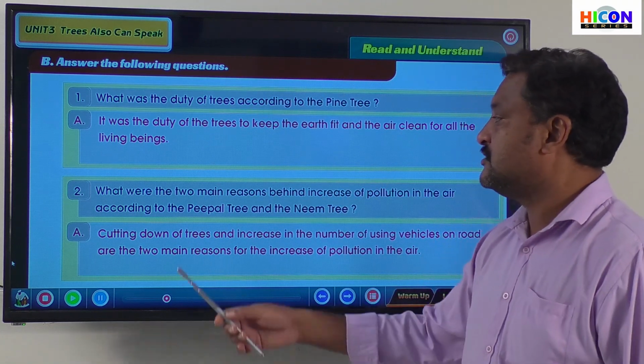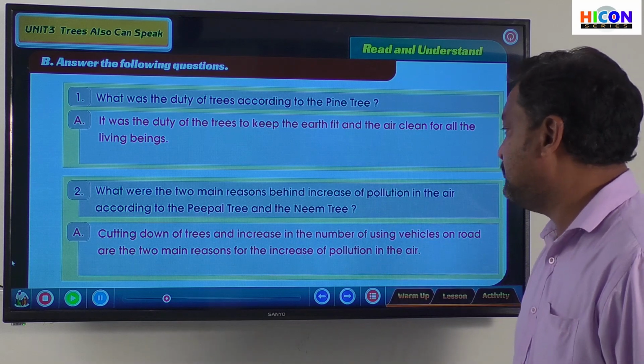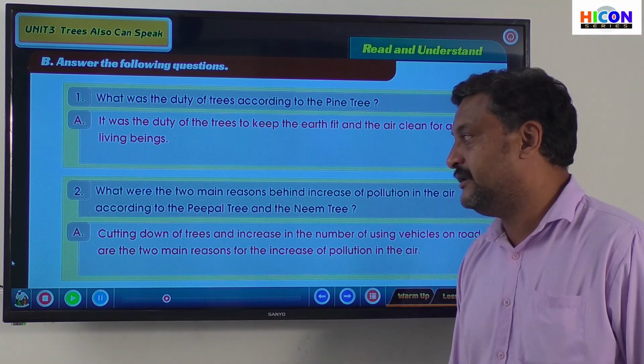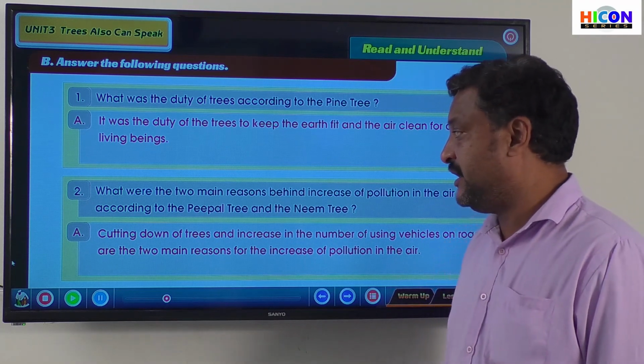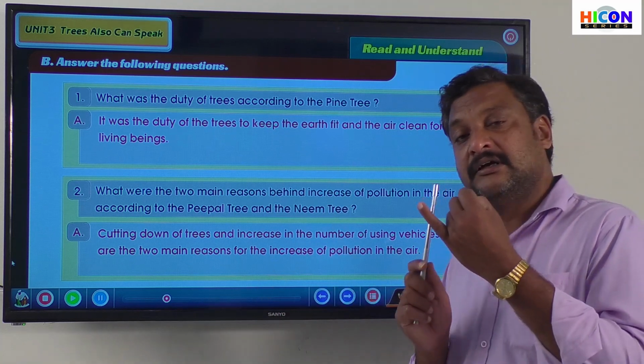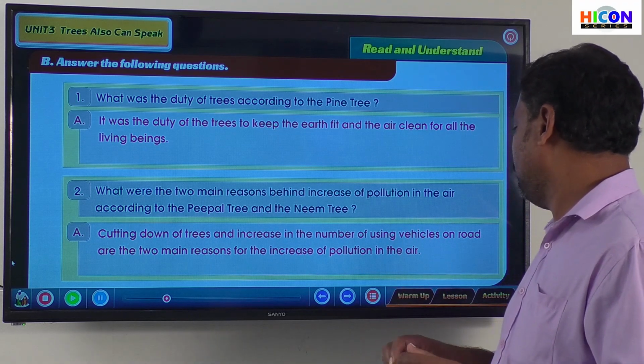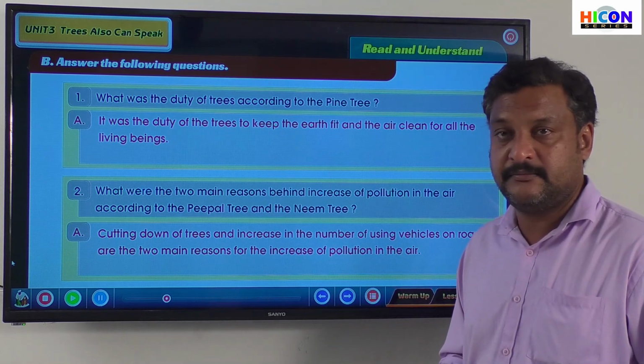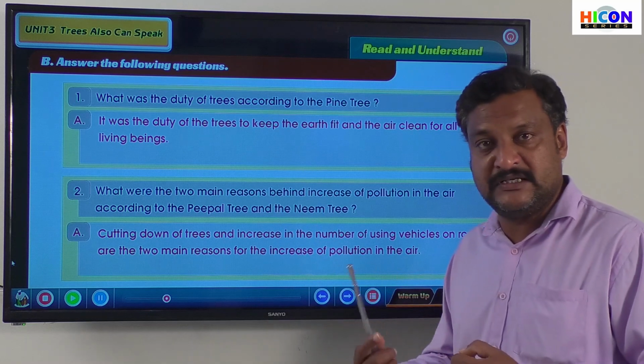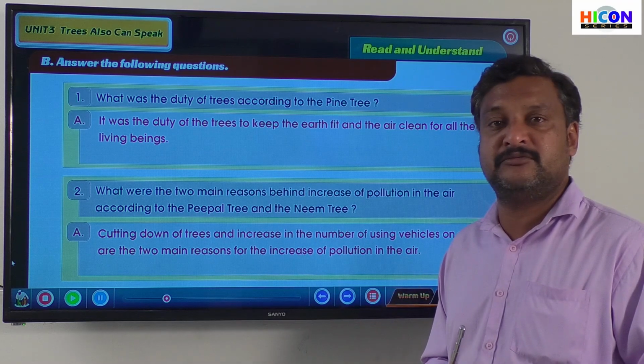Isn't it? Yes. So the two main reasons behind the increase in the pollution in the air according to the neem tree and the peepal tree: one is cutting down the trees, second is the increase in the number of vehicles on the road. Right? So we will read these two questions once again, and then I will give you the time to read them yourselves.